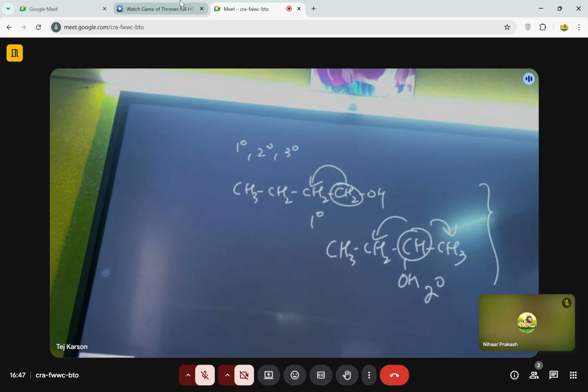But what is most important? Wherever the alcohol is attached, that carbon is important for us. That's why I circled that. But you won't be able to tell, okay, you'll have to count that. This carbon here is attached to 2 directly, therefore it is secondary.